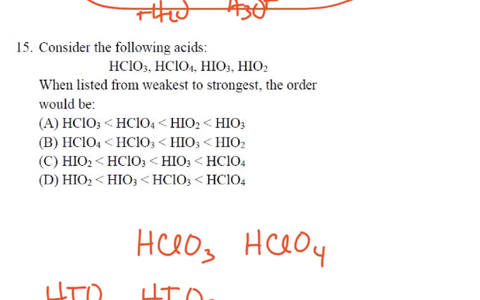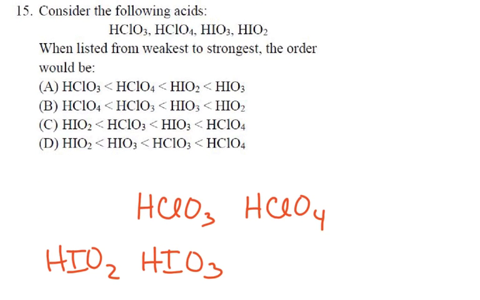Okay, 15. Consider the following acids. I like this question. So here we have a couple of different rules going on. HClO3 and HClO4, HIO3 and HIO2, and then I have to compare something with I's and something with Cl's. The ones that I can compare are these two, because they both have 3 oxygens. So I rewrote them down here, and the idea is I can tell, because I have more oxygens, that this HClO4 is going to be stronger than HClO3. The more oxygens I have, the more polarized that H-O bond, and the more likely that H is going to leave. So this is a stronger acid than this one.